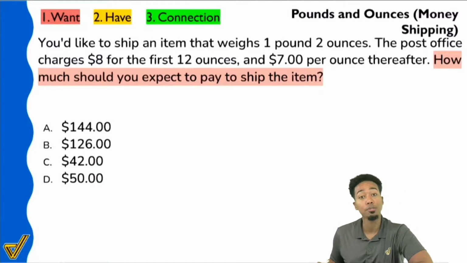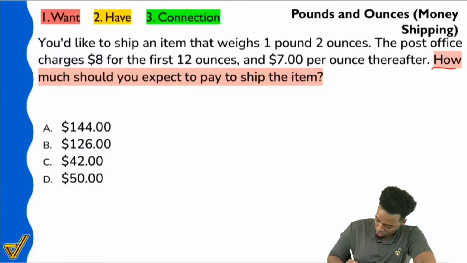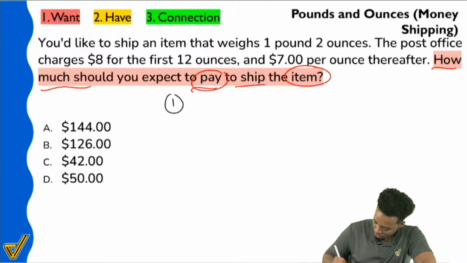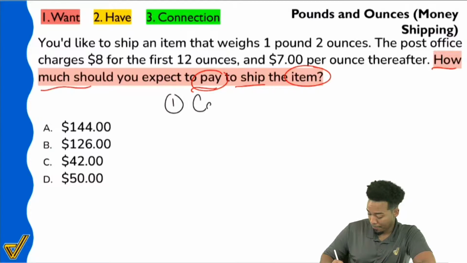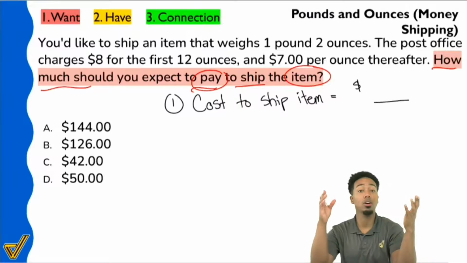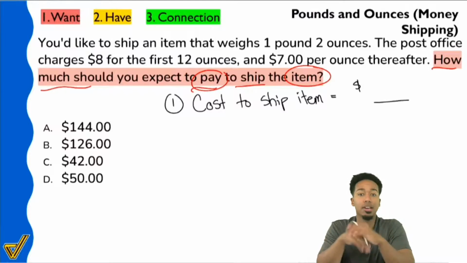How much should you expect to pay to ship the item? So, right there, how much should you expect to pay for shipping the item? First things first, when I'm writing what I want, I'm going to say: cost to ship item equals blank dollars. I don't know how much money that's actually going to be, but I do know that I'm trying to find the cost of shipping this item.